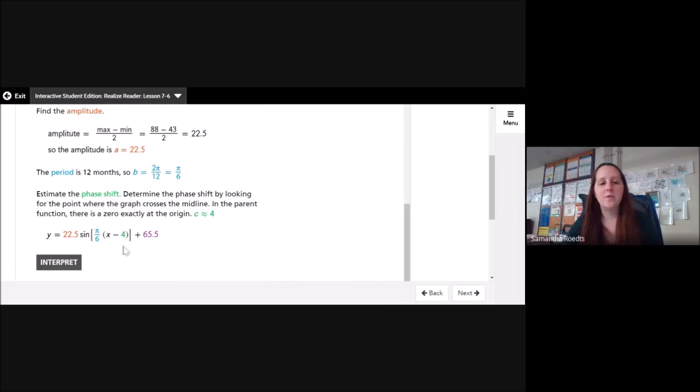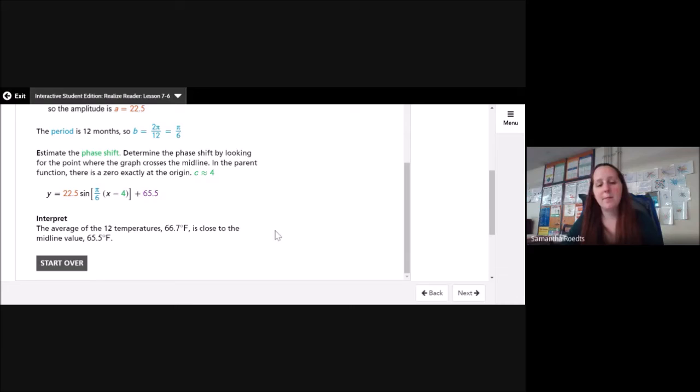So that's where the phase shift comes in. So my formula is y equals 22.5 sine pi over 6 times x minus 4, plus 65.5. So the average of the 12 temperatures is 66.7 degrees. It's close to the midline value of 65.5.